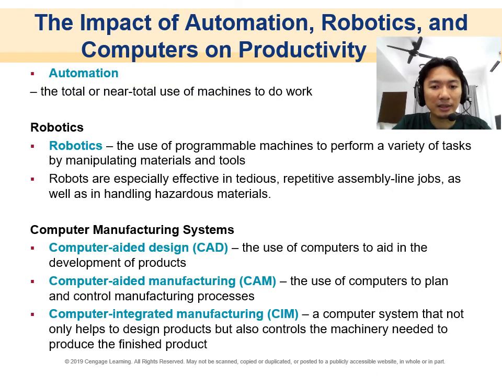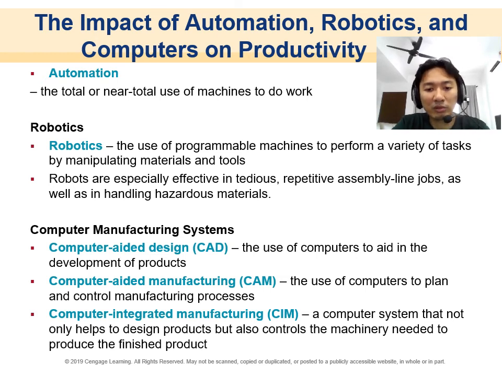This slide discusses the impact of automation, robotics and computers on productivity. Without a doubt, more and more companies are investing substantial amounts of money to increase their productivity by using automation, robotics or computers. What is automation first? Automation is when we use machines to do the work. Most of the time, total or most of our work is done by machines. That's automation. Companies love this.